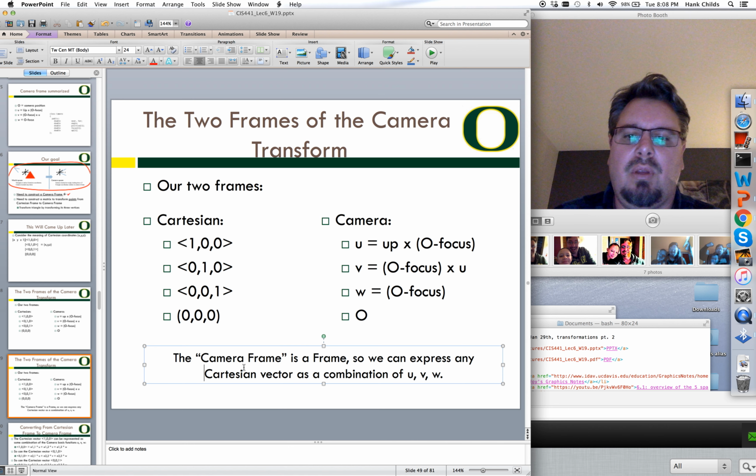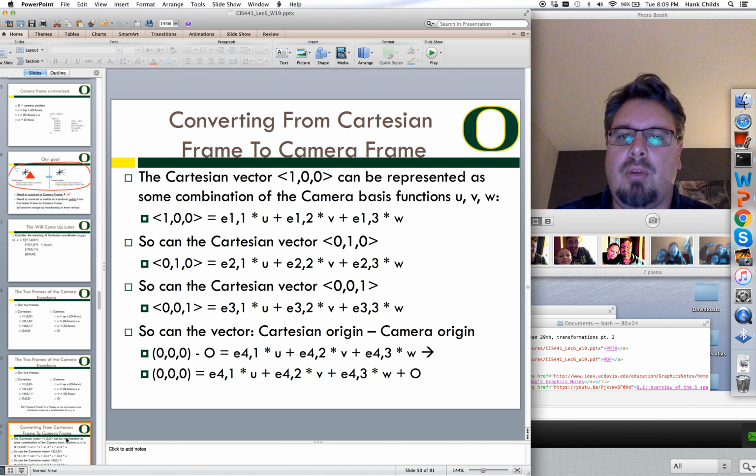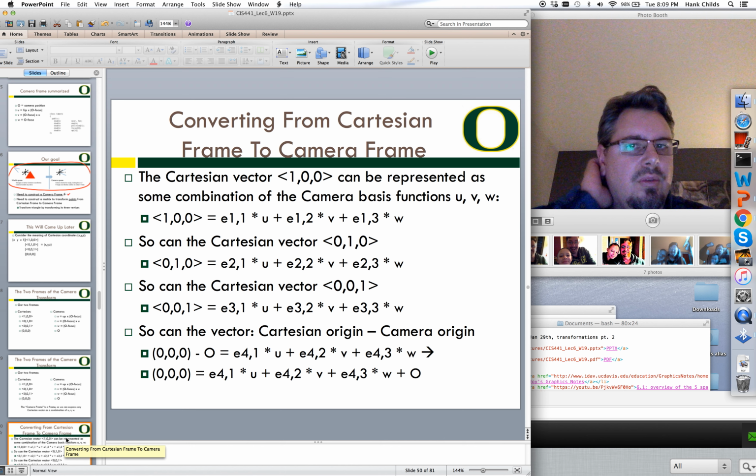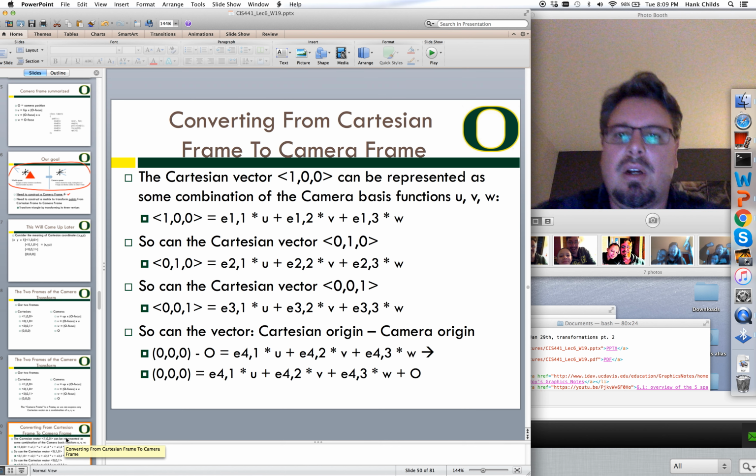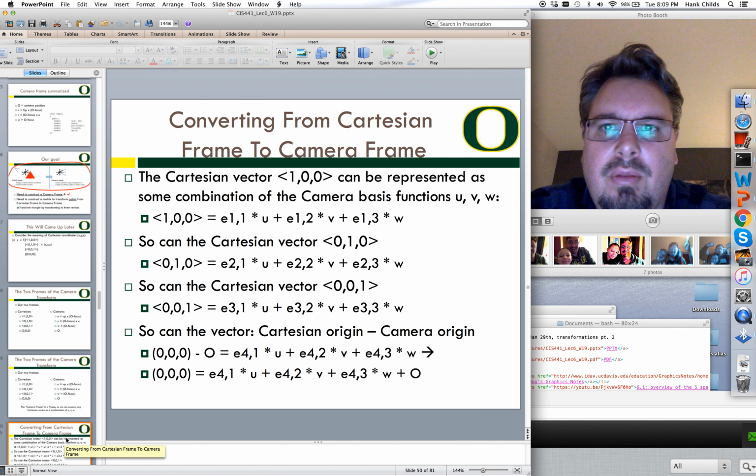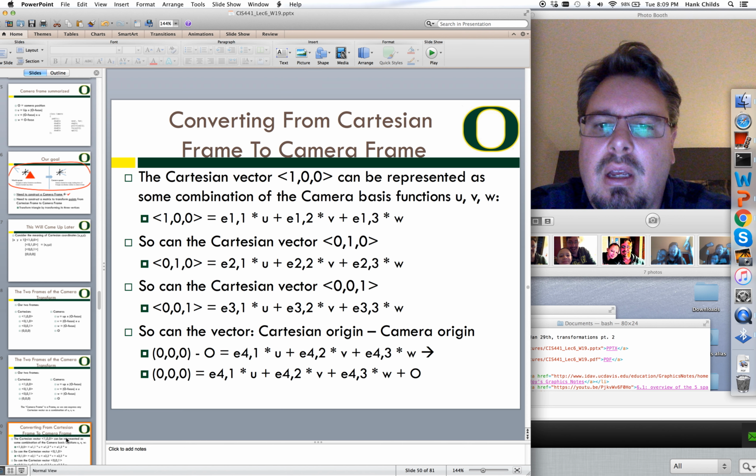And so if we talk about any Cartesian vector, we can represent it with some linear combination of these three basis vectors that help to make up the camera frame. And so now here's the first step to what makes me uncomfortable. This part's cool. I'm fine with this.